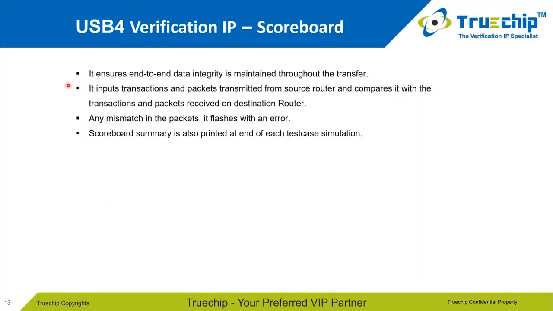The TrueChip VIP scoreboard makes the design verification stronger by verifying packet type, header, payload integrity, and their count on all transmitting and receiving points. The scoreboard samples the packet from individual layers and from the monitor of each layer, then it traces and checks the integrity of the packet thoroughly throughout the topology. If there is any mismatch in the packets, it will flash an error. It summarizes the status of the checks and the final count of each packet in the simulation.